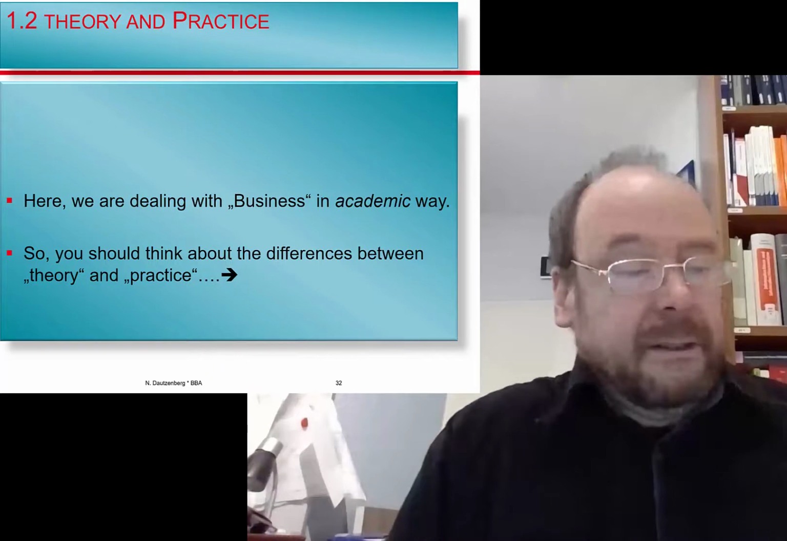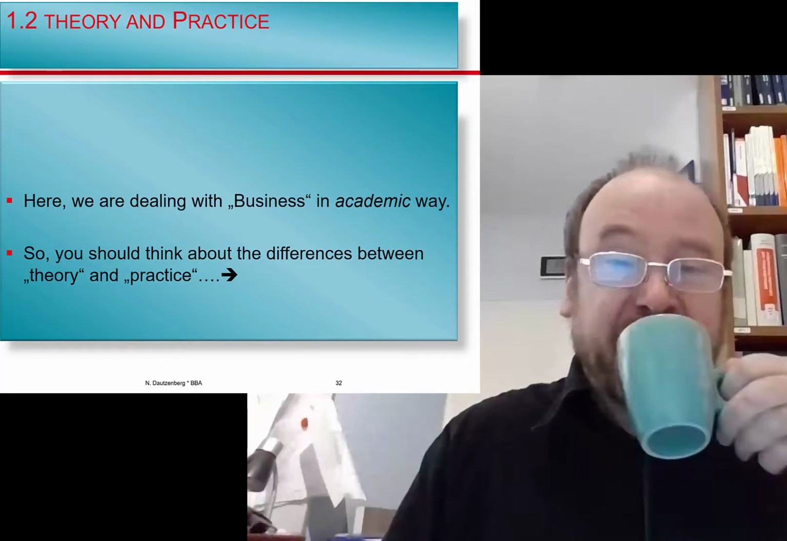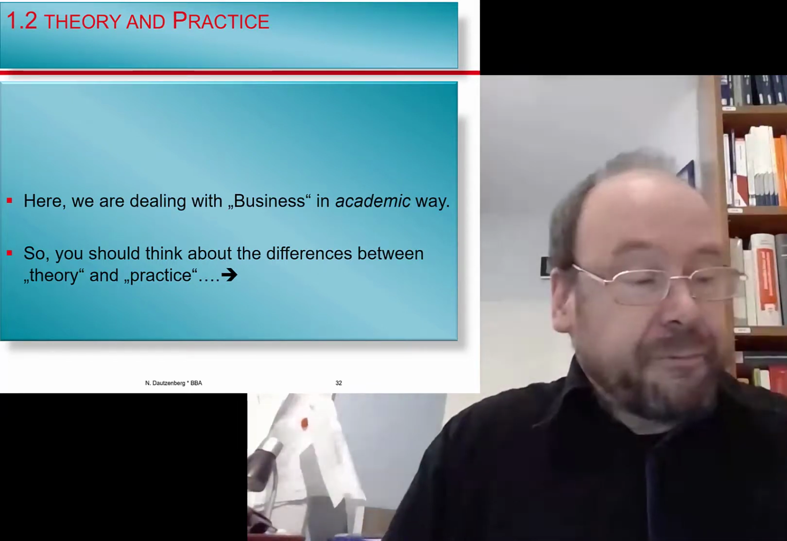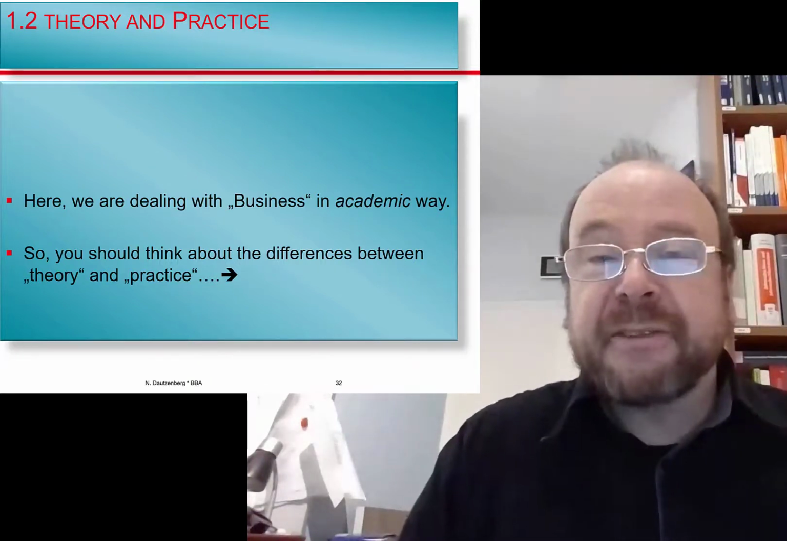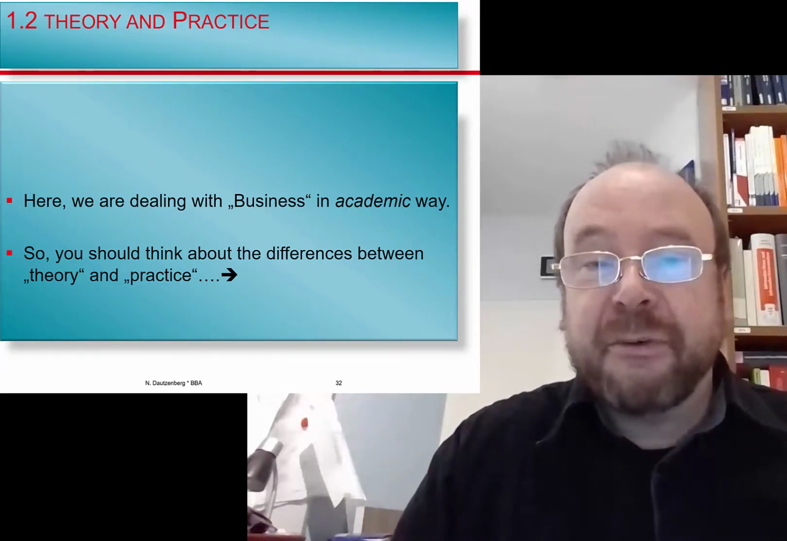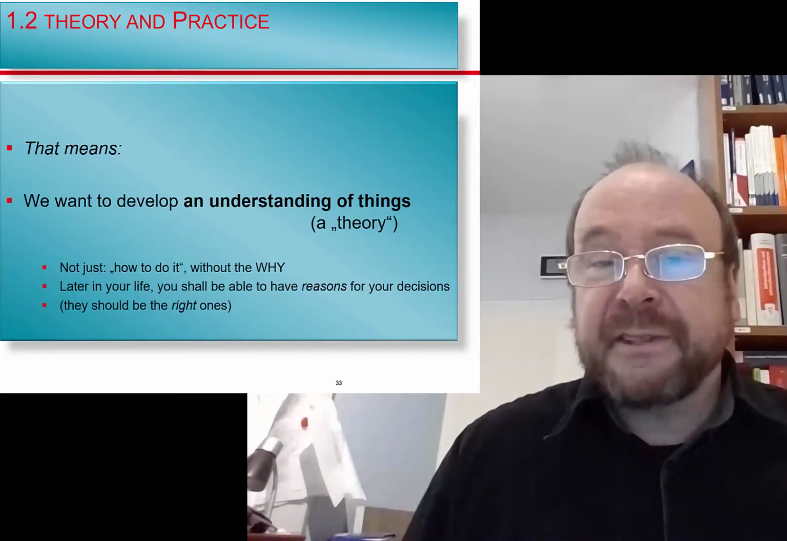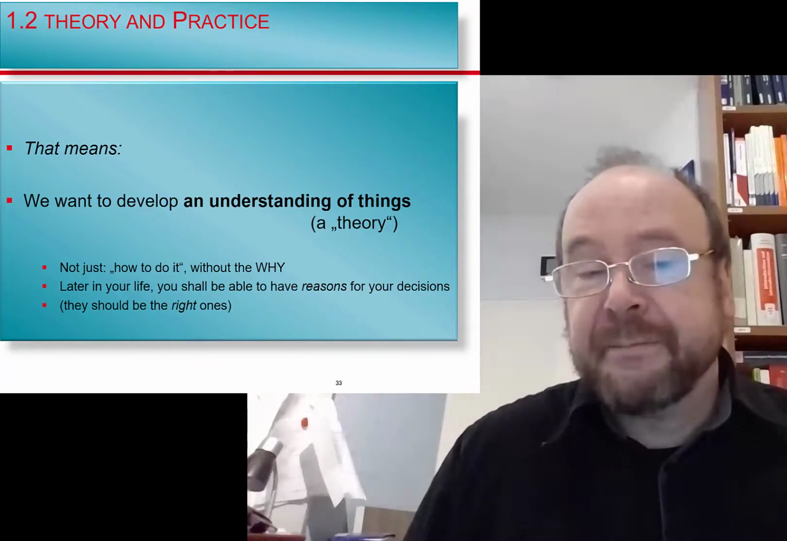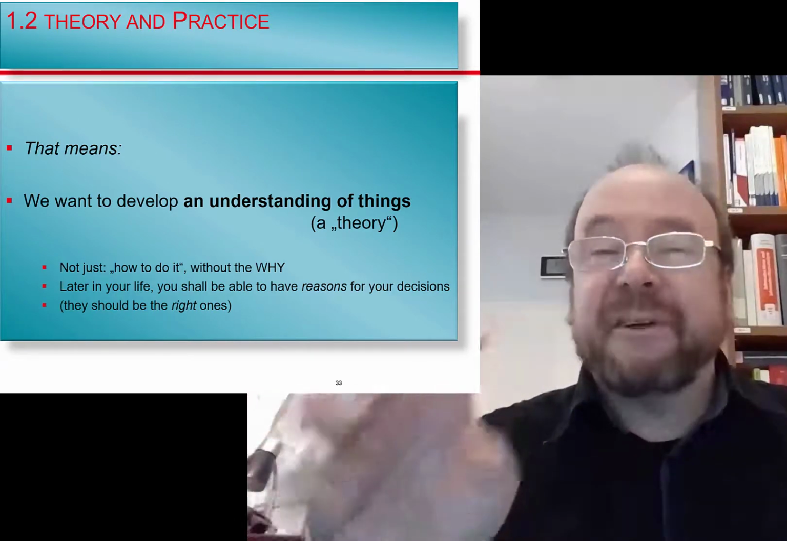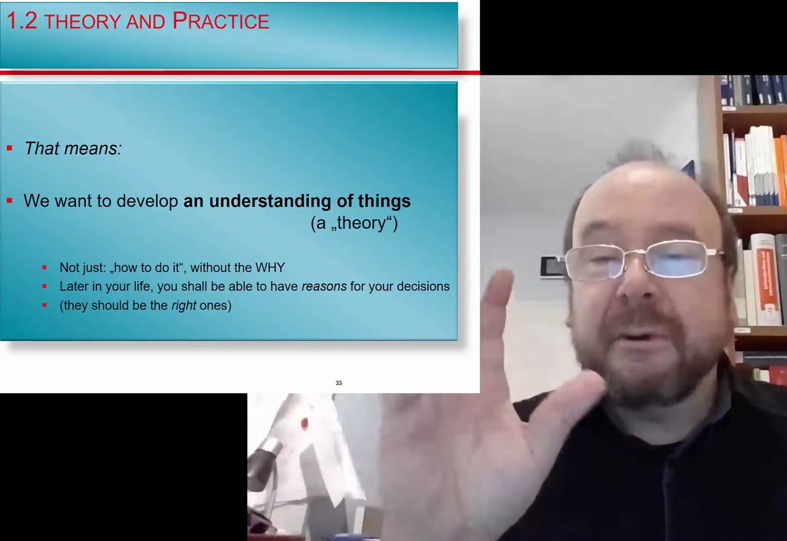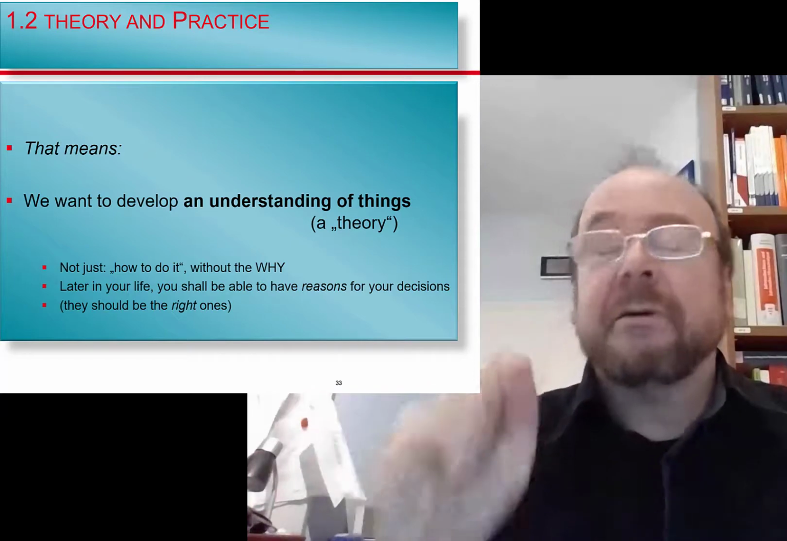Good. Now, another aspect is in a university, even in a university of applied science, there is always the distinction between theory and practice. And in a university, you want to choose a theoretical approach to reality. So you should be aware of the differences, the pros and cons between theory and practice. Theory means you want to develop an understanding of things. Theory is from Greek and means you look on something. Evidently, you watch it with the intention to understand it.